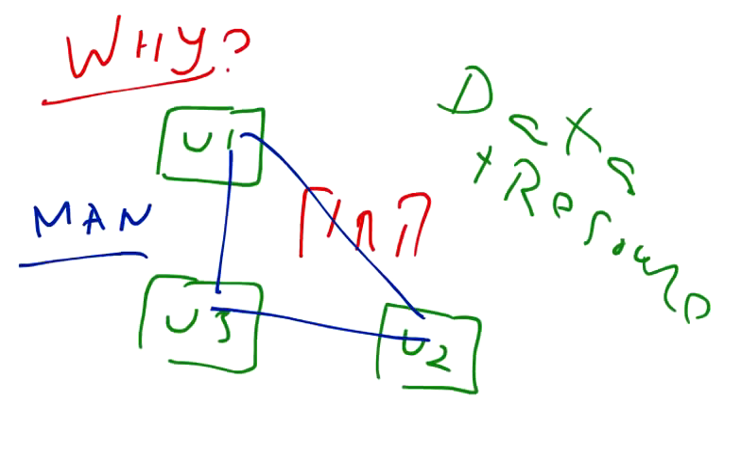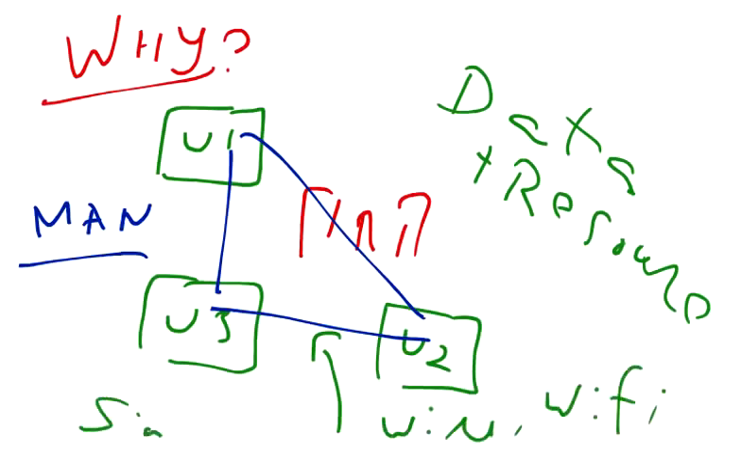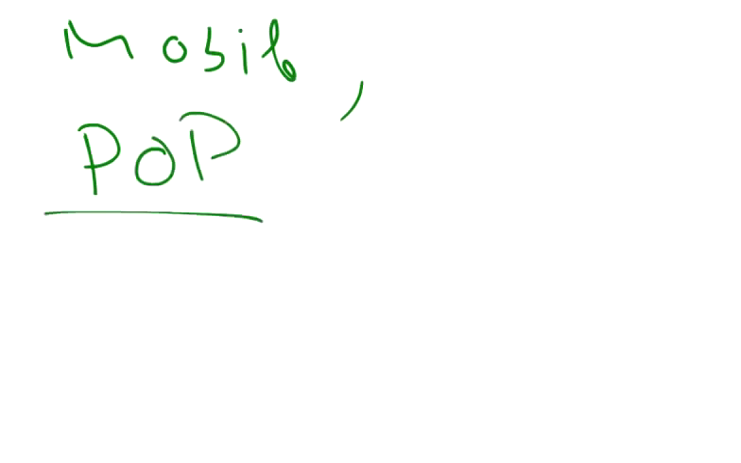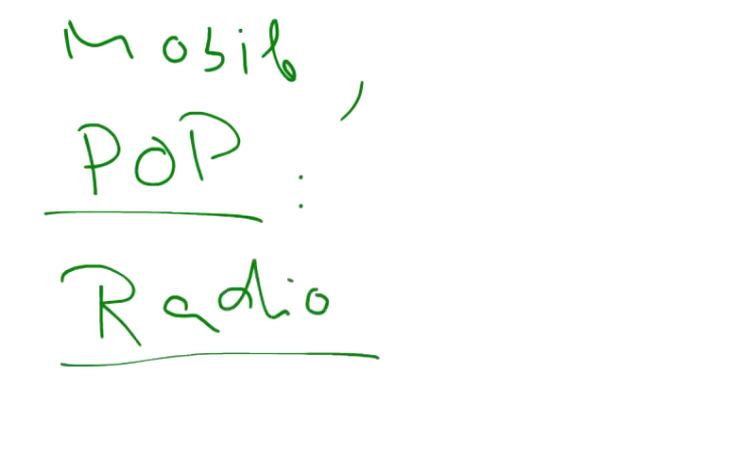And that communication medium can be just simple wires, Wi-Fi, or we can do it with the help of the satellite, or even with the help of mobile phones, or point-to-point microwaves, or with the help of the radio waves. We can also create MANs.